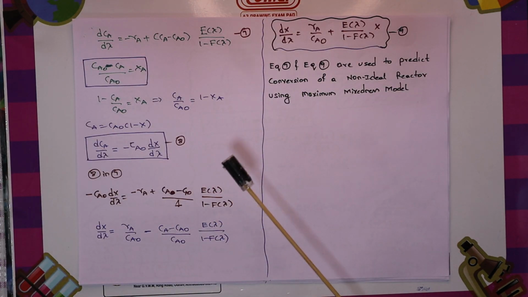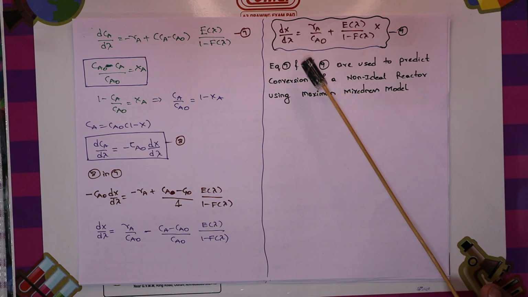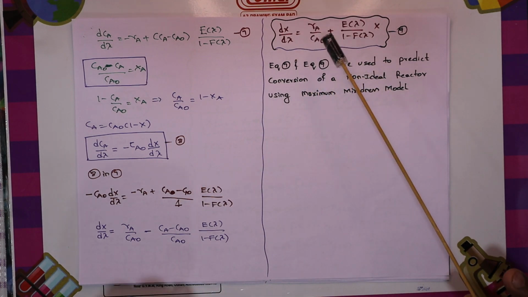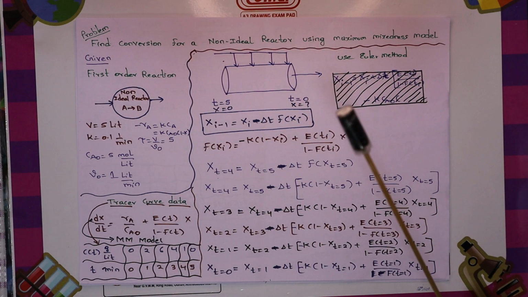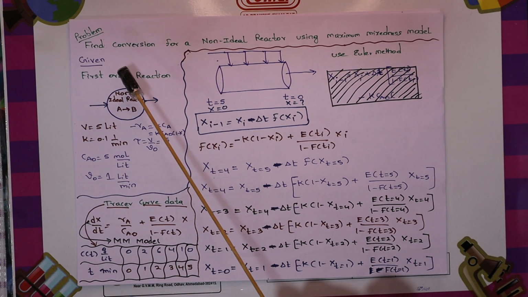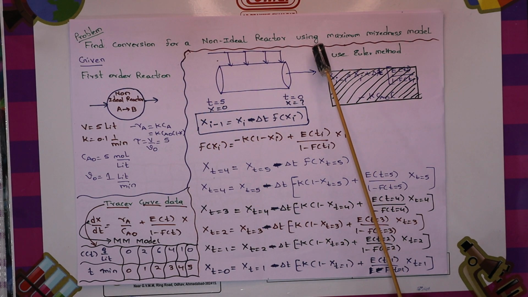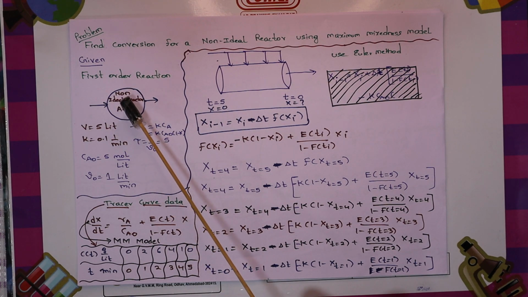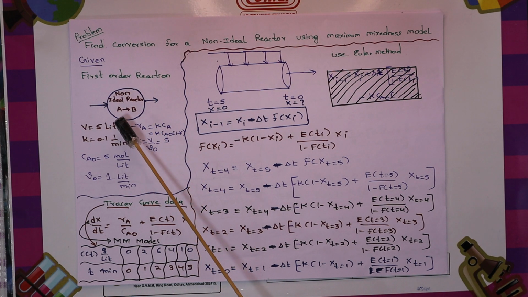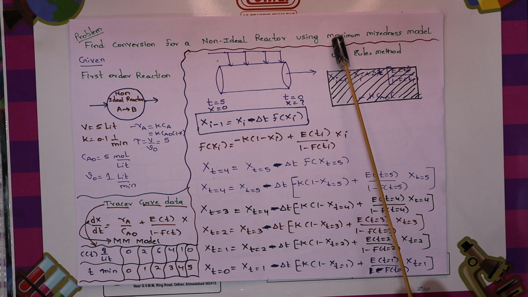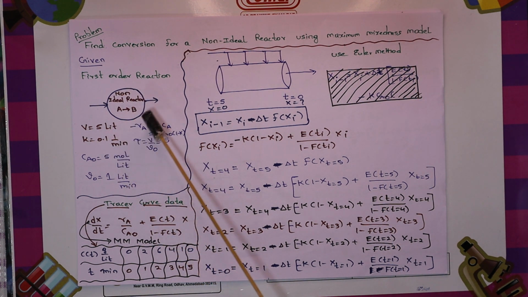Now let us solve one simple example. If a non-ideal reactor is following the maximum mixedness model, what conversion can we expect from it? Find the conversion for a non-ideal reactor using the maximum mixedness model. There is a reactor which could be a CSTR, PFR or packed bed reactor. Because it is behaving non-ideally, our assumption is that maximum mixedness is happening in this non-ideal reactor. If that is so, then how do we predict the conversion?